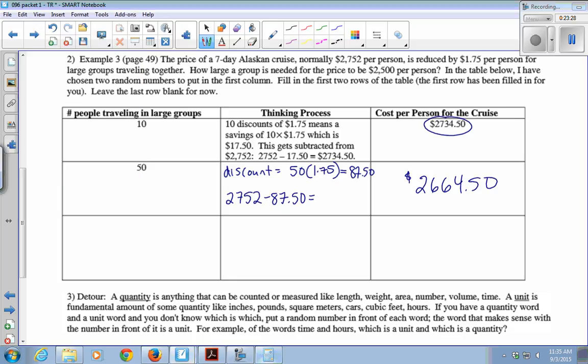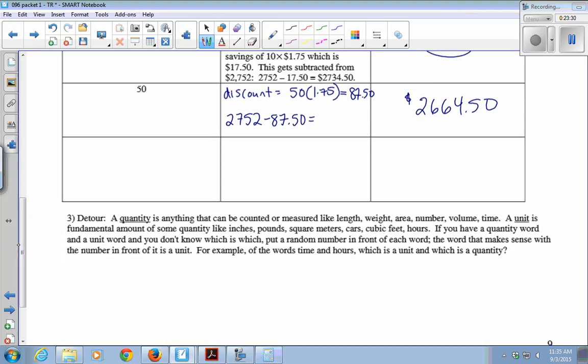Okay, so quick detour. A quantity is anything that can be counted or measured: length, weight, area, number, volume, time. A unit is a fundamental amount of some quantity: inches, pounds, square meters, cars, cubic feet, hours. If you have a quantity word and a unit word and you don't know which is which, put a number in front of one. And the word that makes sense with a number in front of it is a unit.